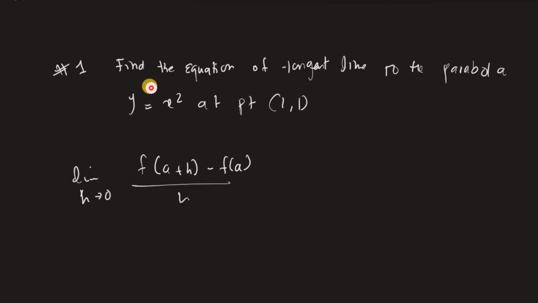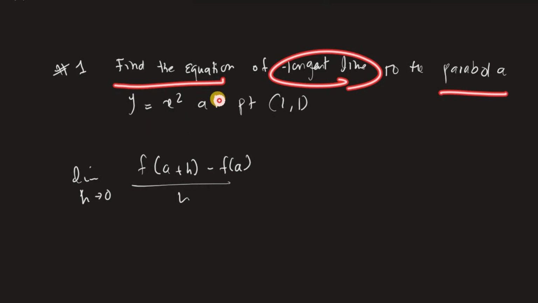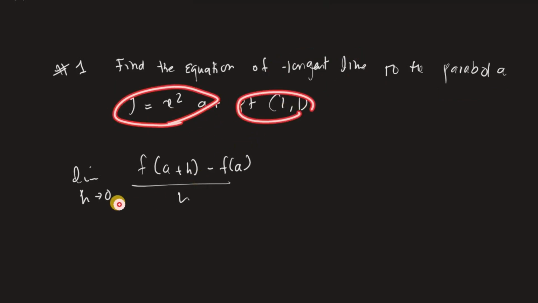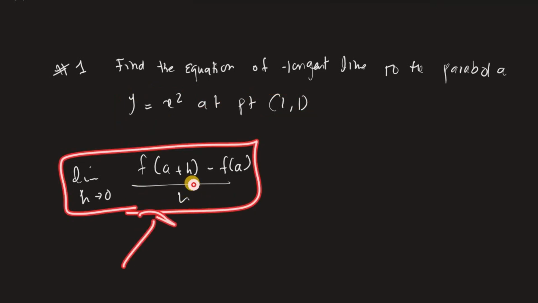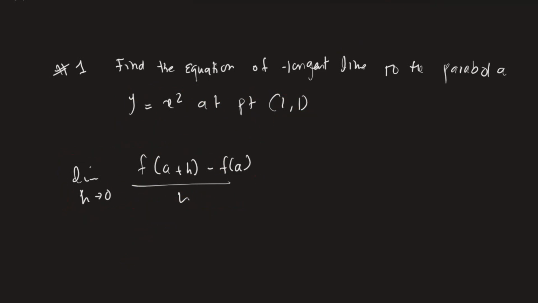Alright, so let's solve this problem where we have to find the equation of the tangent line to the parabola. We are given this function and this point over here, and we have to use this equation to solve the question. So what we basically do is we have this function over here, x squared, right?